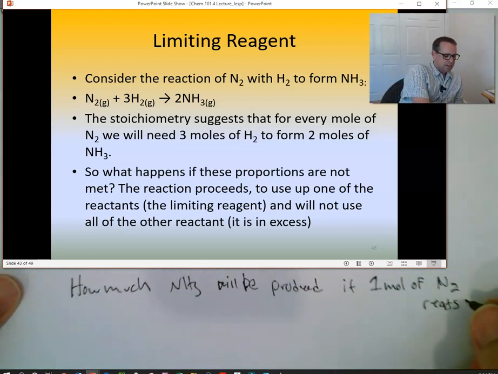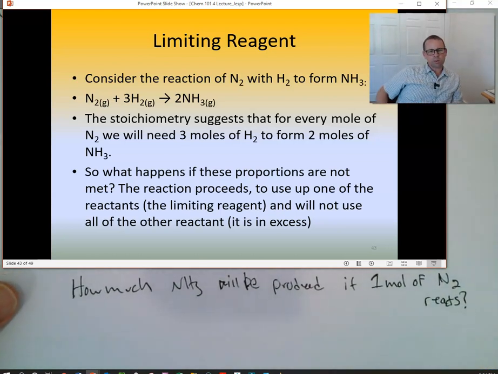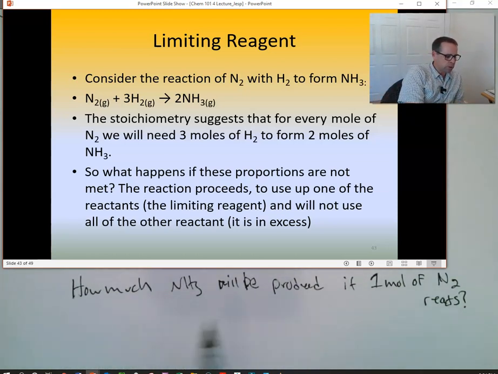So this is the same type of question as we were doing before. How many moles of ammonia will be produced if 1 mole of nitrogen reacts? Well, we can answer that question pretty well because we got some practice and we can look at our equation here. If I put 1 mole of nitrogen in, how many moles of ammonia am I going to get out? Can you see? 2. That's right. How much ammonia will be produced if 1 mole of nitrogen reacts? 2.